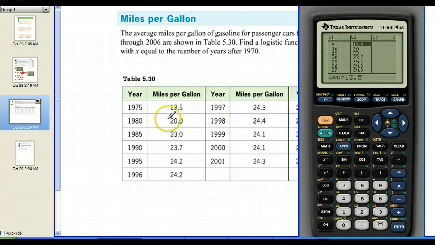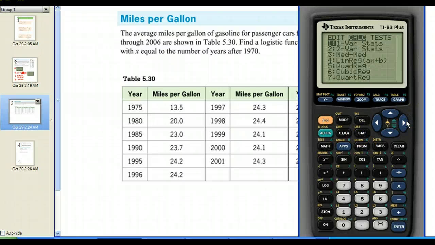Okay, so we're going to do logistic regression just like we did before. So after we got our data in, stat, come over to calc, look for logistic. Alright, hit enter. Again, it takes a little while. If you need to store it in your calculator, vars, yvars, function, y1. Alright, enter. And again, it takes a while, so I'm going to pause it.